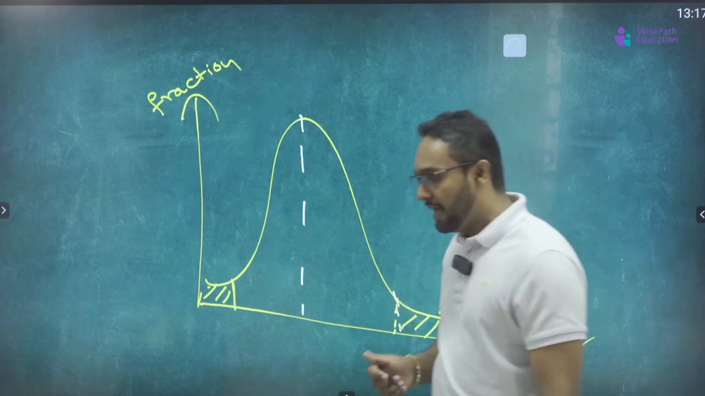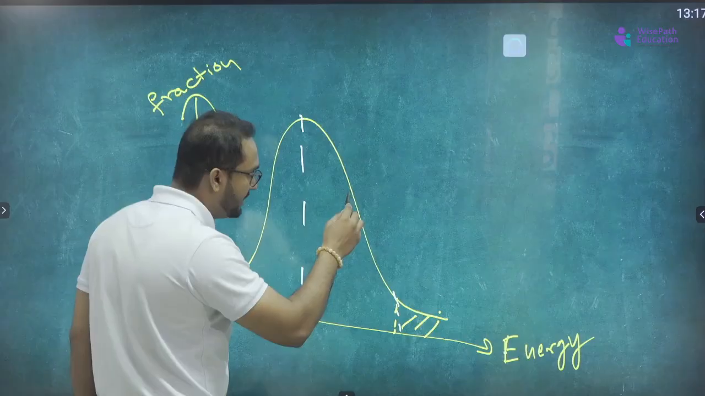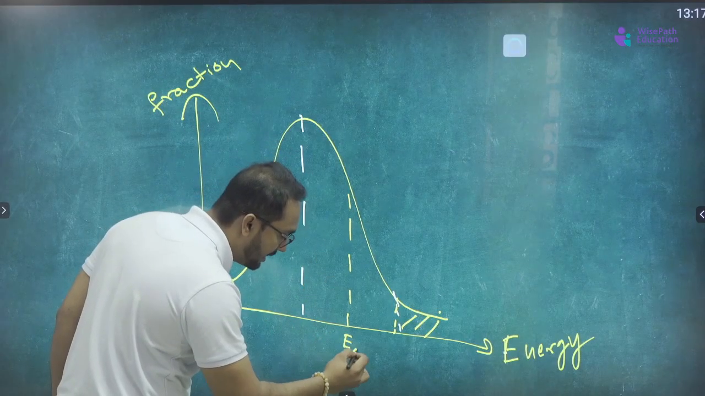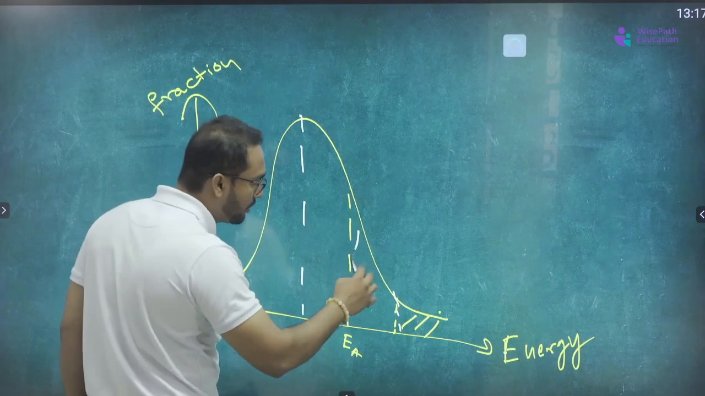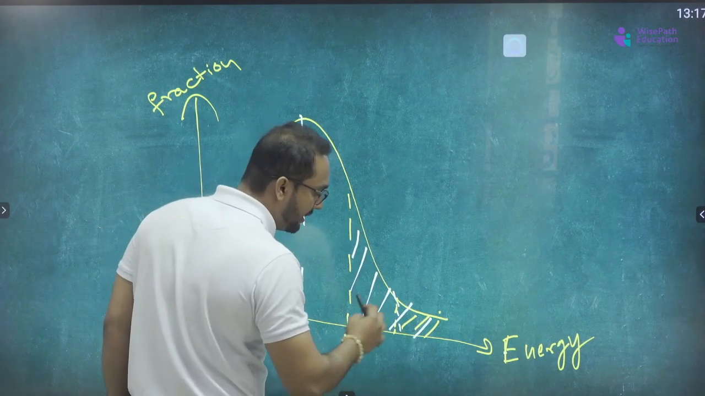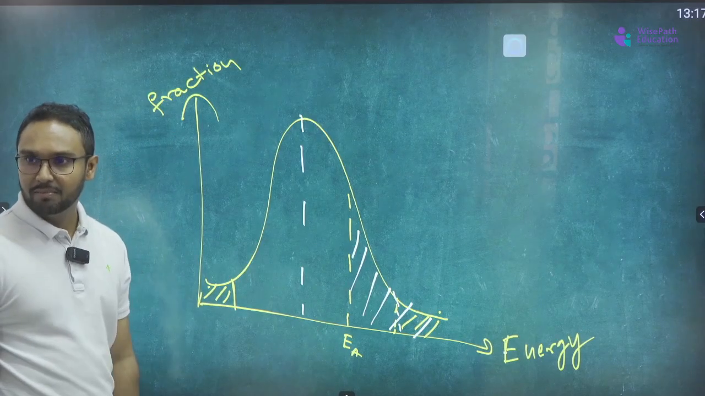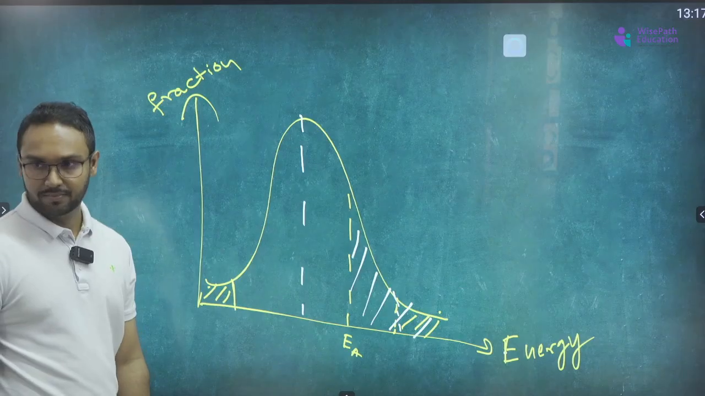Right? And activation energy is somewhere here. Activation energy is somewhere here. Ea is here. Right? Everything beyond this point will definitely react and produce the products. Get it? They will react and produce the products.